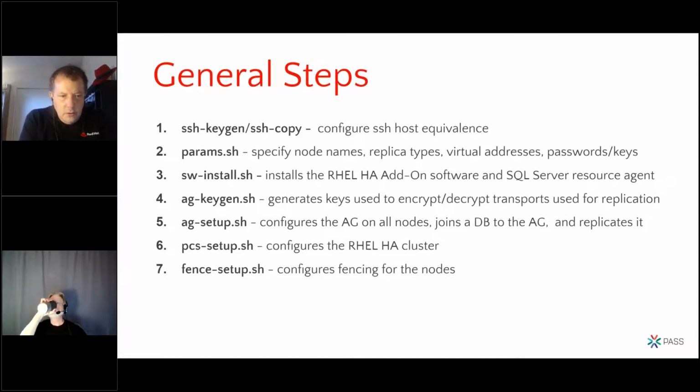We'll go ahead and run the AG setup utility, which will do all of the things that you can do in SQL Server Management Studio in terms of joining the database to an availability group and replicating it. And then we will actually configure the Red Hat High Availability add-on, and we'll set up fencing for that add-on.